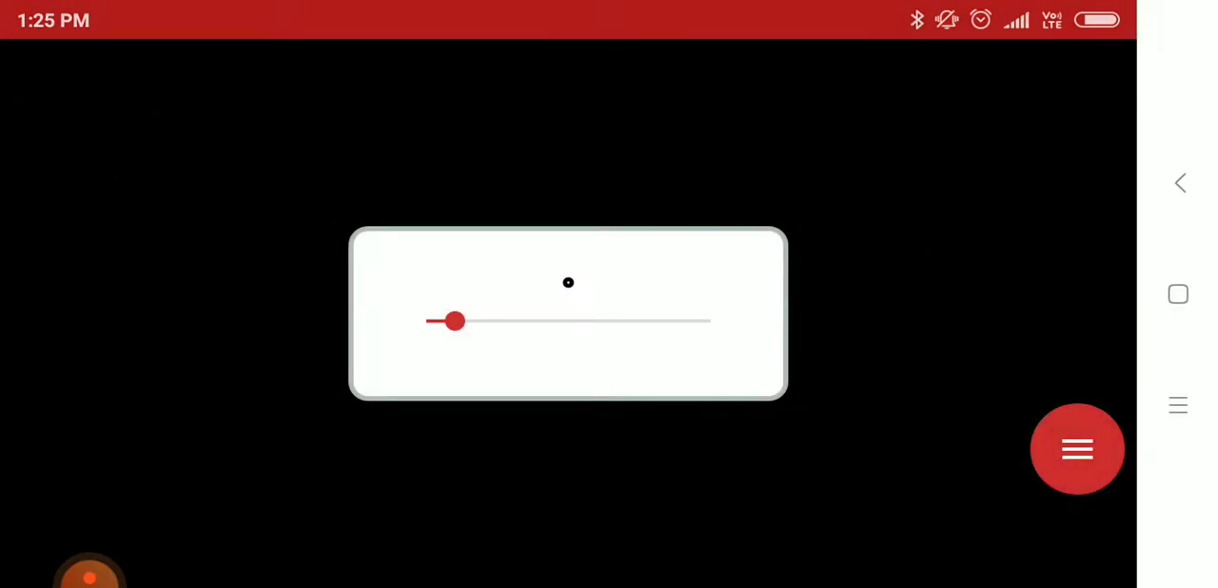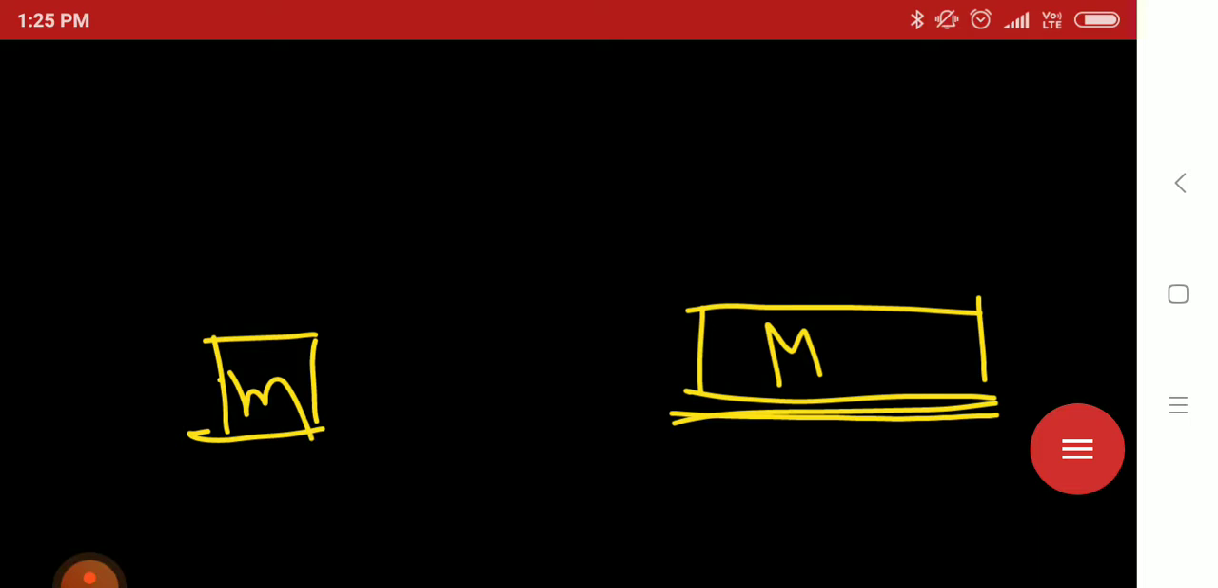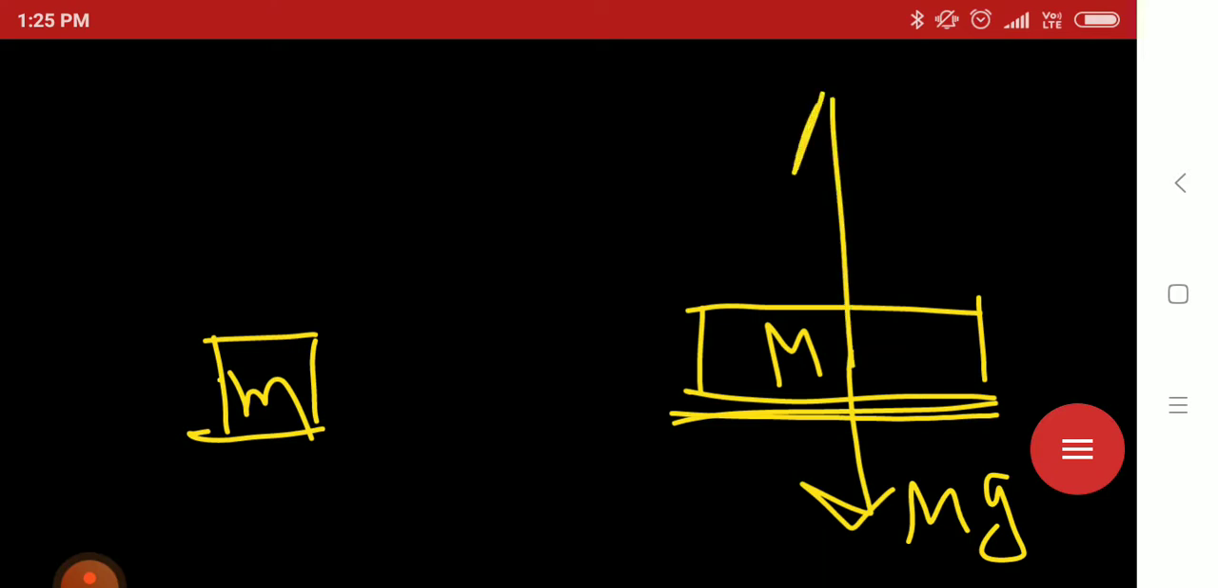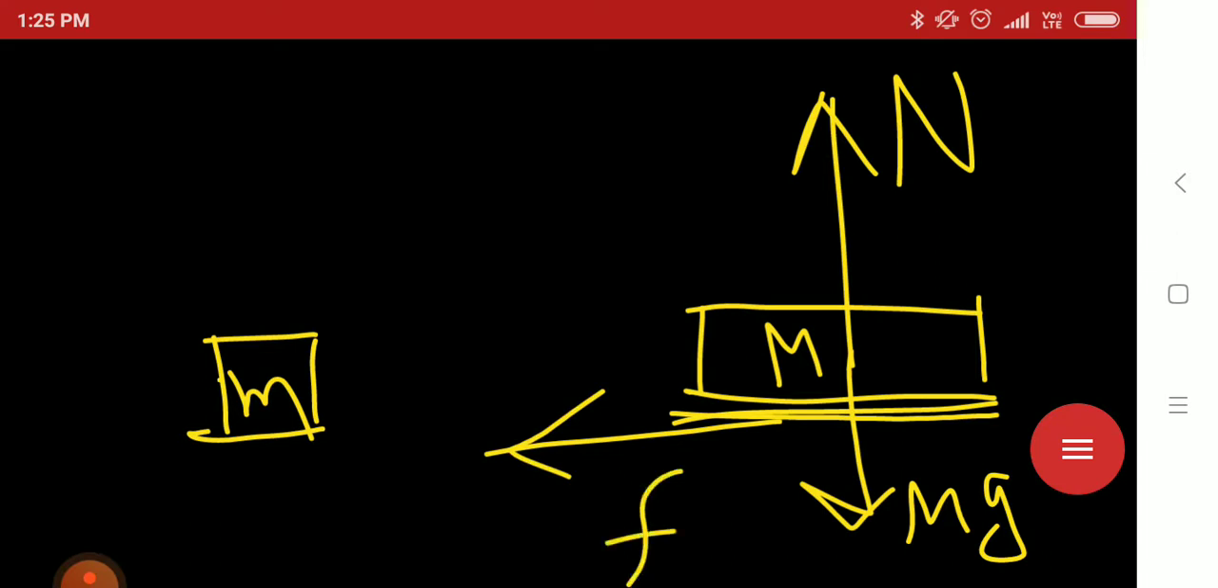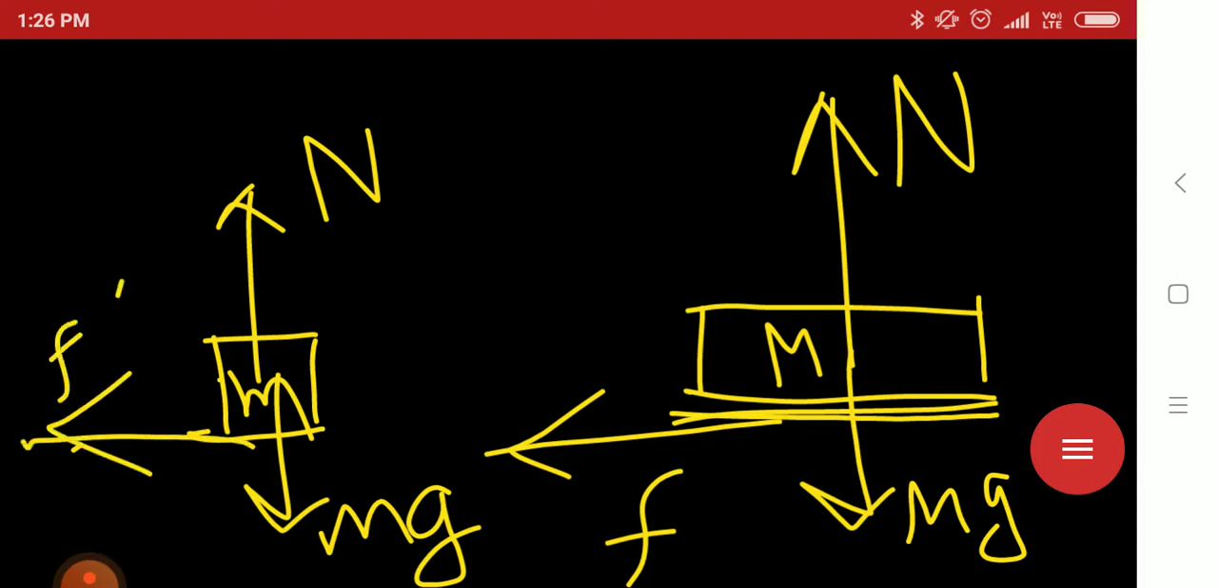Free body diagram is very important for any problem solving. So here is the free body diagram for capital M mass, and here is the free body diagram for small m mass. Okay, as well as here gravitational force Mg and normal force N, frictional force F, and as well as here small mg, normal force N, frictional force, let it be F prime.